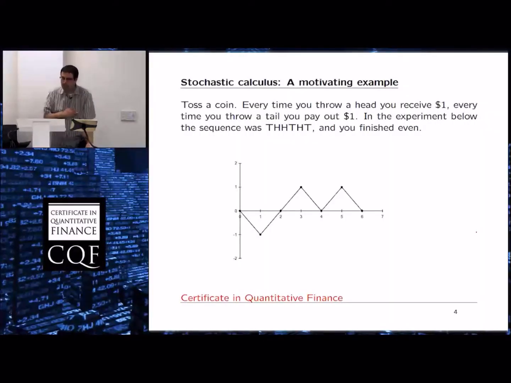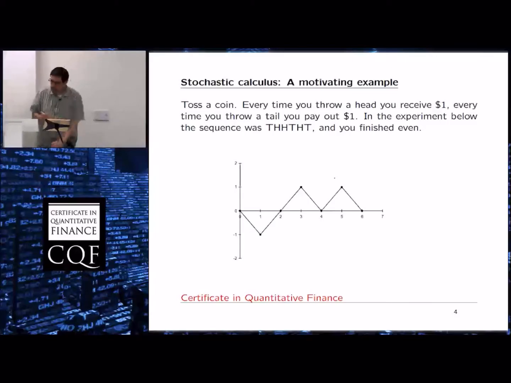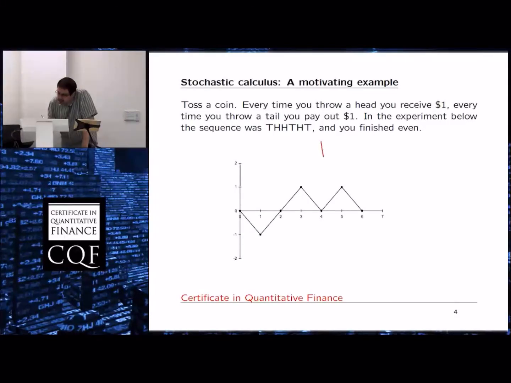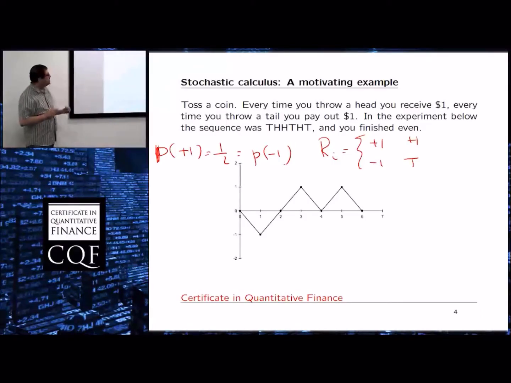So let's write this down. Let's just have a quick look at what letter is used. Right, so the first thing we say is that Ri, this random variable Ri, is equal to +1 if it's a head and -1 if it's a tail, because then we get to write down that the probability of +1 is a half, as is the probability of -1. So there's our random variable, Ri, +1 if it's a head, -1 if it's a tail.